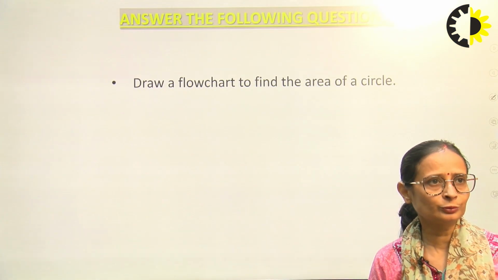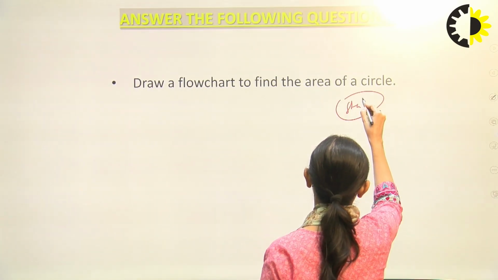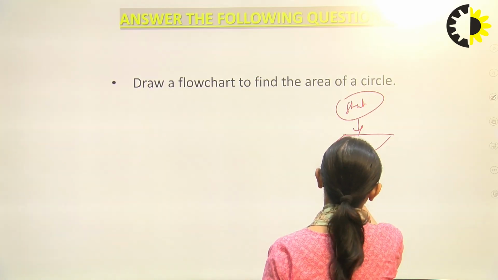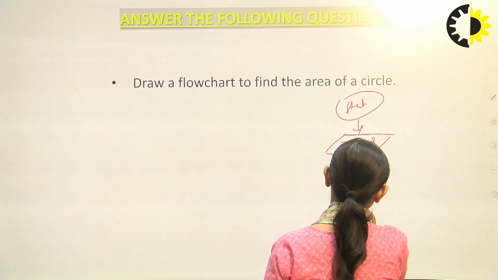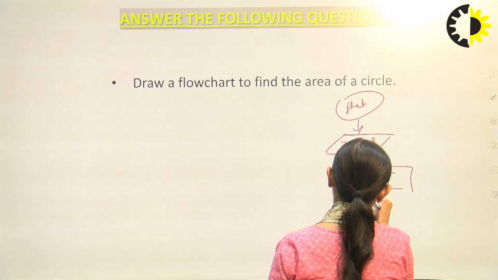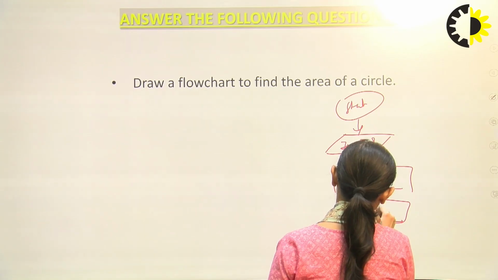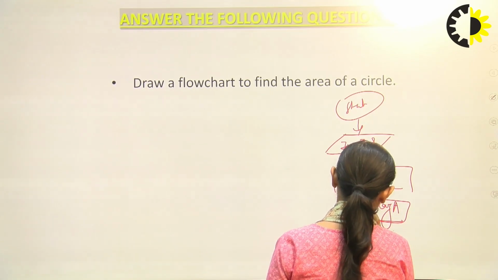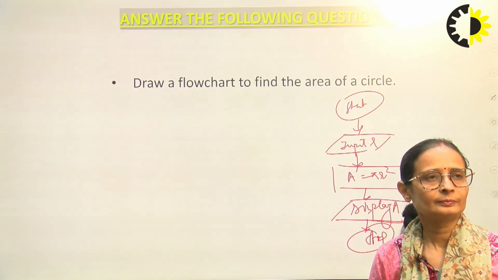This is to find the area of a circle. Simple. We will start with start. Then we will input r. Then processing, that is area equals pi r square. And after that display a. And after that stop. So a simple sequence we have followed in this case.